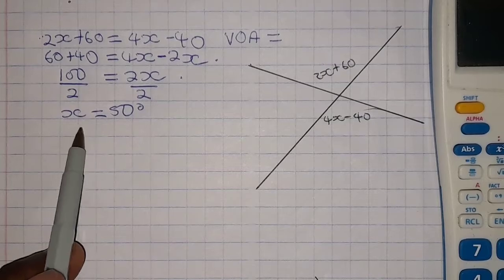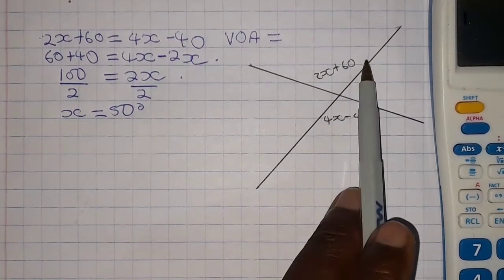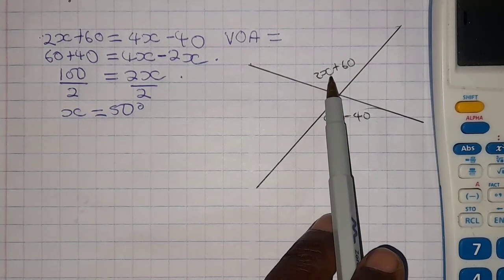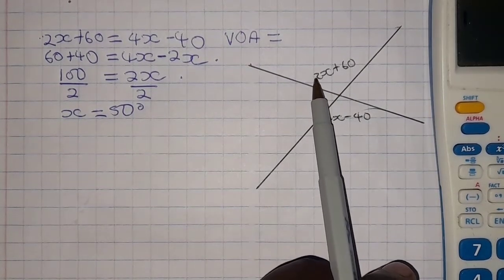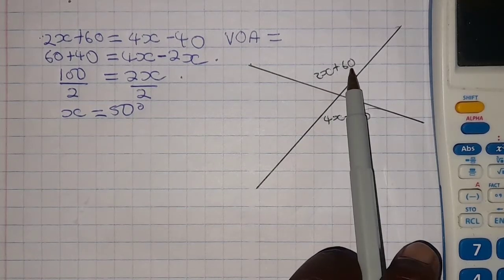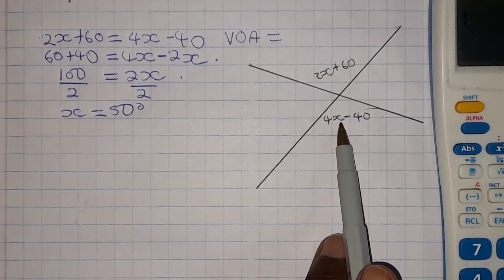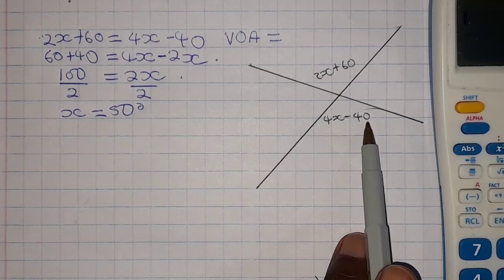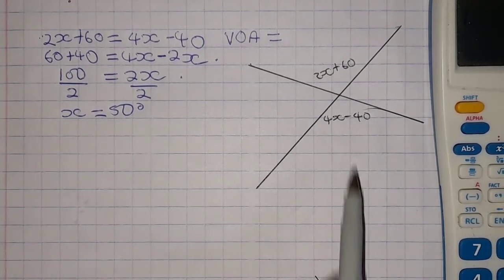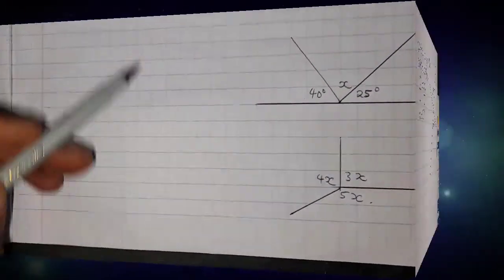Now, when you have your x, you can determine the actual size of this angle by replacing x with 50. It will be 2 multiplied by 50, that's 100. Then 100 plus 60, that's 160 degrees. And then 4 multiplied by 50 is 200. Subtract 40, that's 160. So it proves that the two are equal.